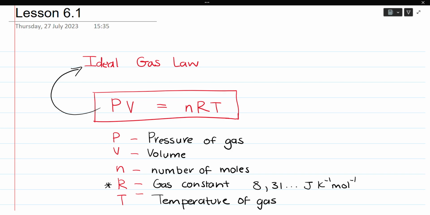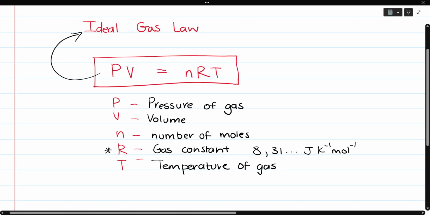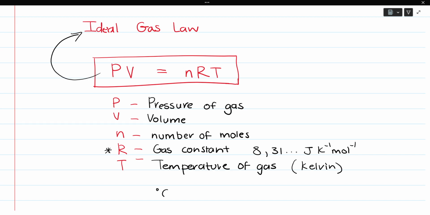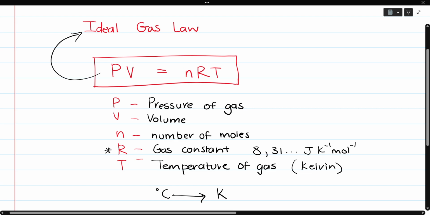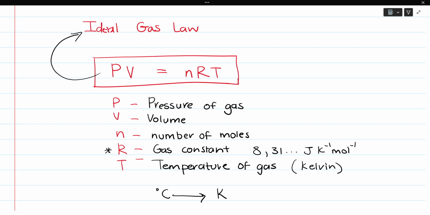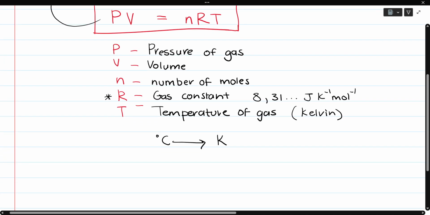What's important about T is that T must always be in Kelvin. We are used to always seeing temperature in degrees Celsius, but now whenever you have a temperature given to you in degrees Celsius, we must convert that temperature into Kelvin. And how do we do that? In order to convert this, we obviously need to know what conversion unit to use, and so this is going to be important.